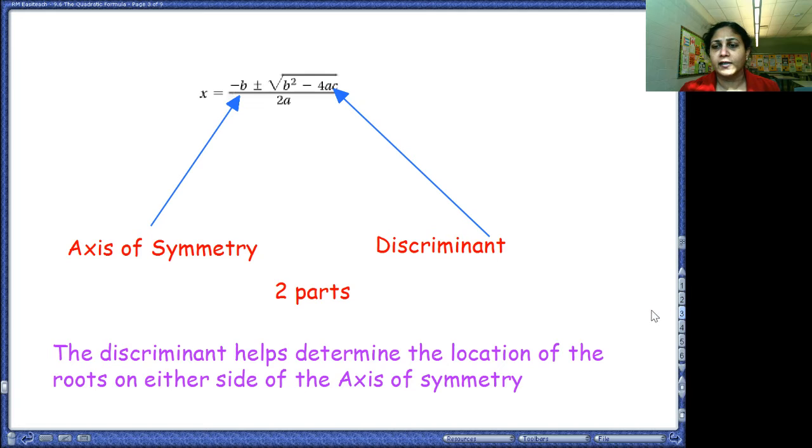So if you look carefully, you can see that negative b over 2a is something you're familiar with. That is the equation for the axis of symmetry. Inside the square root, we have something called the discriminant. And these are the two parts of the quadratic formula. And it so happens that the discriminant helps determine the location of the roots on either side of the axis of symmetry. So here we have the axis of symmetry, and then it says plus and minus. So on either side of the axis are the two roots.